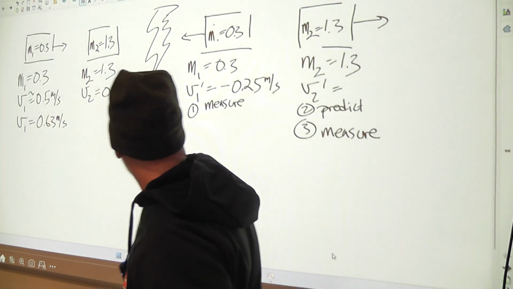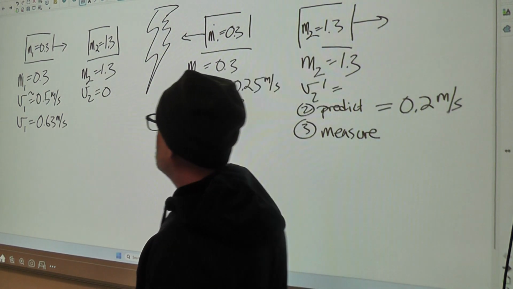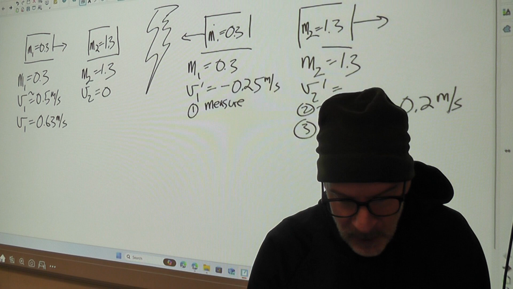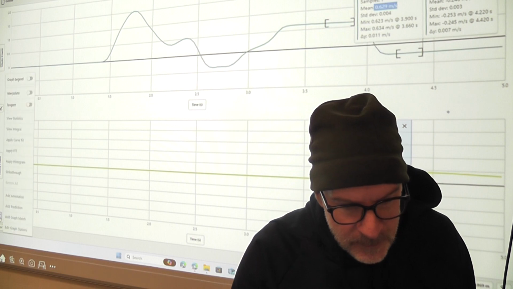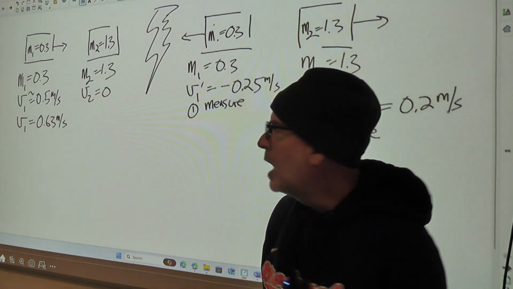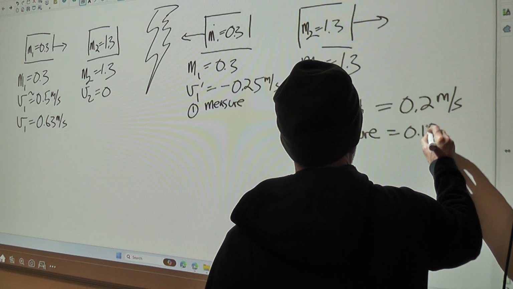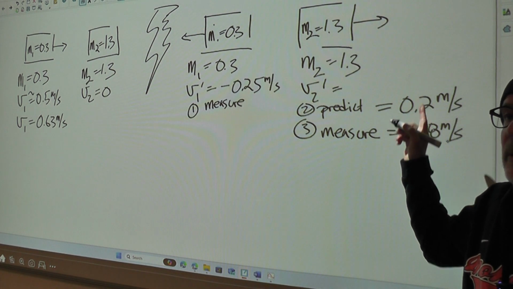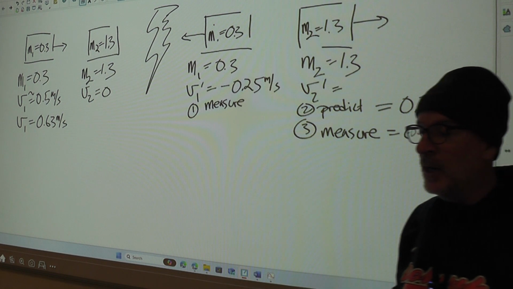My predicted velocity here is 0.2 meters per second. That's based on this 0.63, which was the actual velocity of the first cart. Let's go back to graphical analysis and see what it tells me. I get 0.18, so not too bad. It's not perfect, but that's pretty darn good. That is within 10%, right? In fact, that's exactly 10% slower than what I predicted.